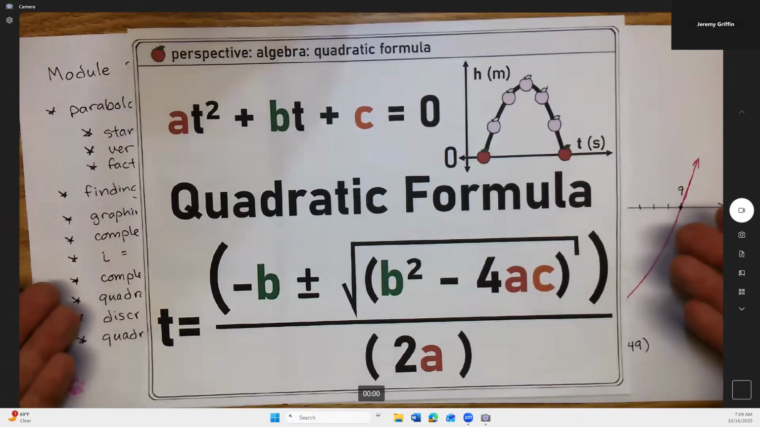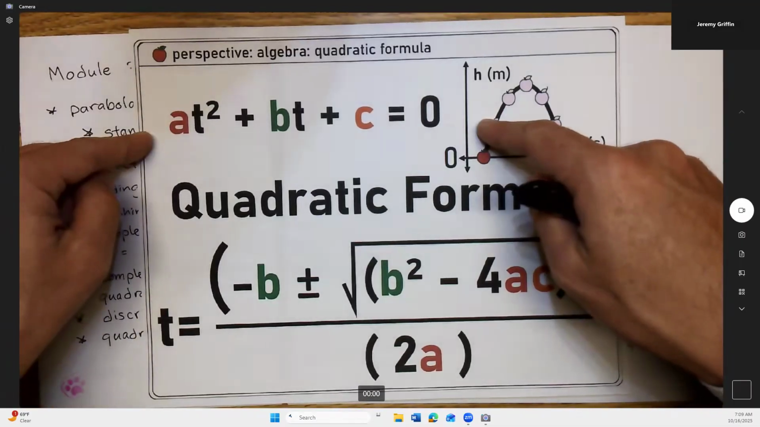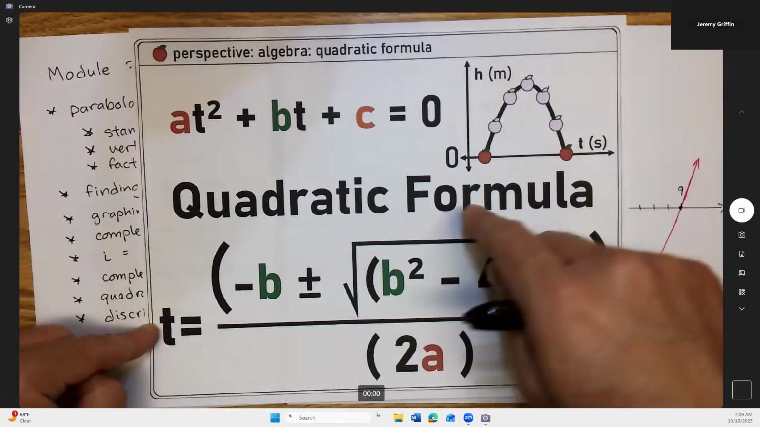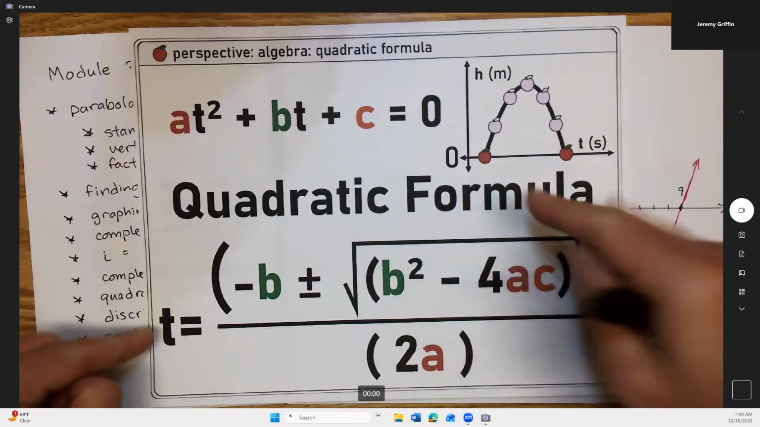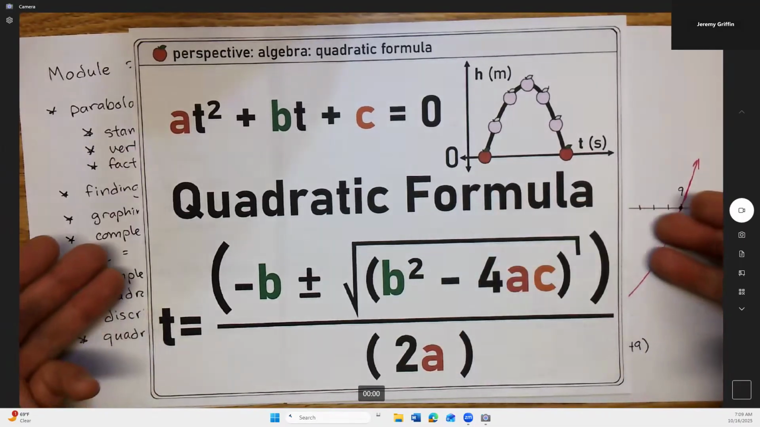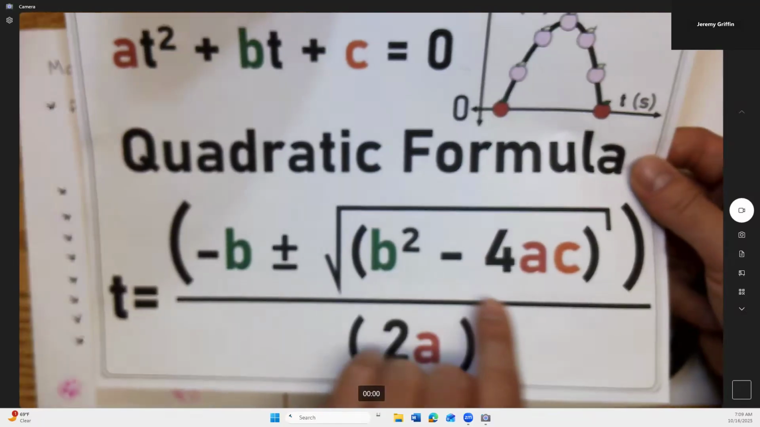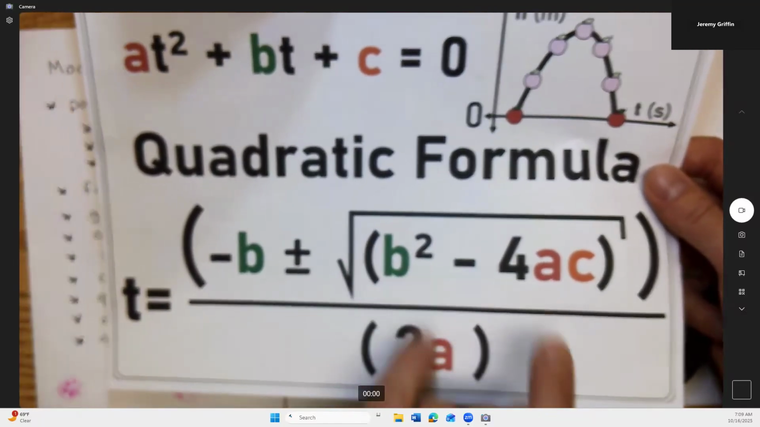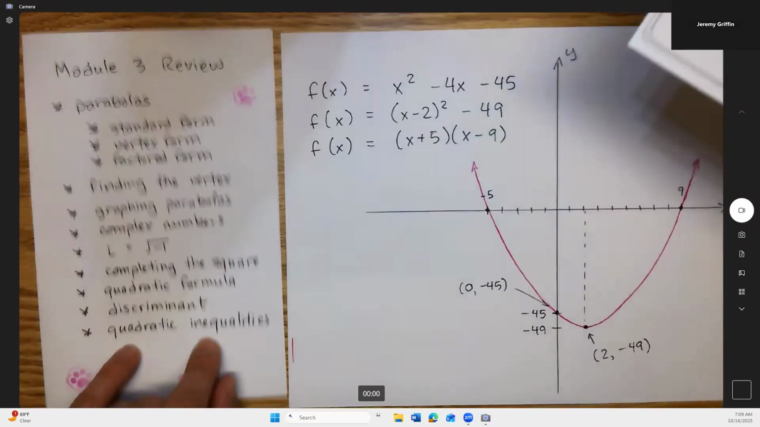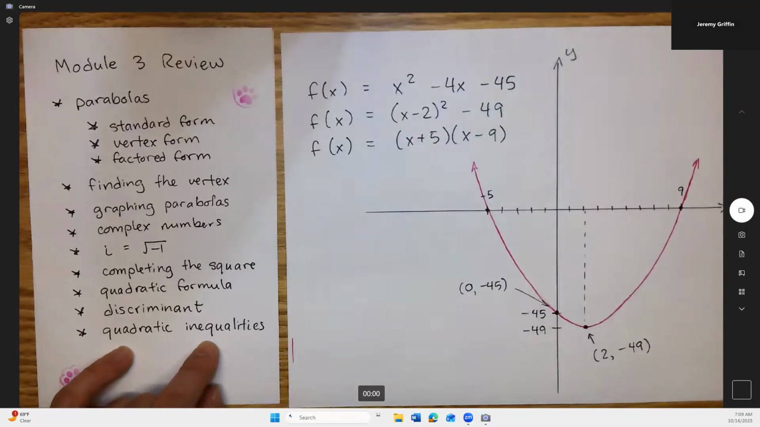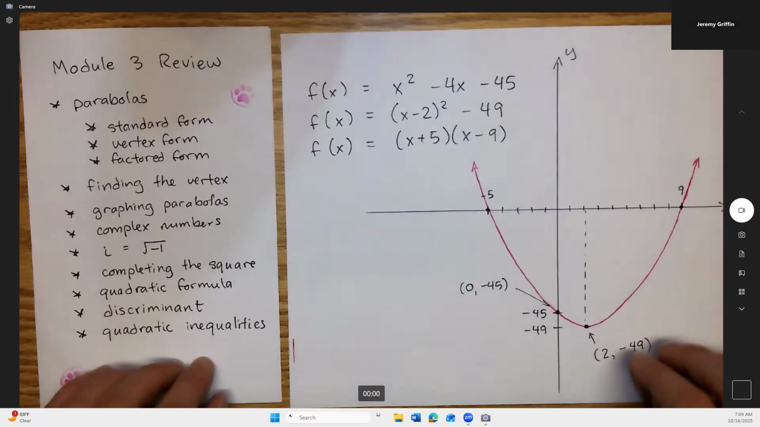I just want you to know how to apply this. Parabola in standard form: how do you solve for these zero solutions right here? It's been pre-solved. You just have to know how to plug it in. This discriminant right here is part of the quadratic formula, so that can tell you some properties right here. And inequality: what if something's greater than or less than? What does that look like? All right, so we'll do all those.